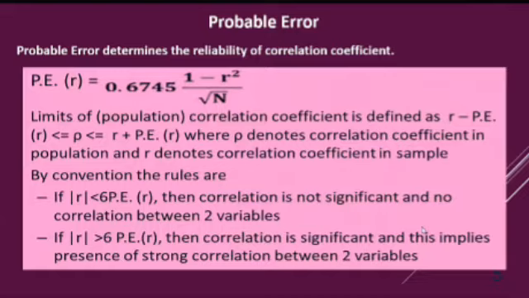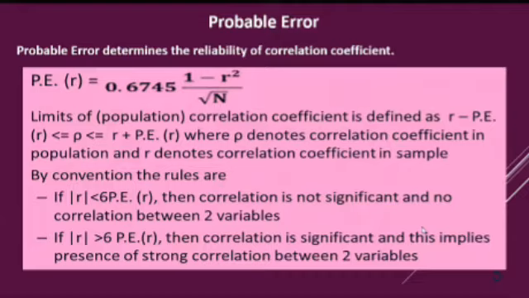Now, when can you accept that there is no significant association between the two variables under consideration? Suppose mod r, the absolute value of r, is less than 6 times probable error, then the correlation is not significant. What do you mean by not significant? There is no correlation between the two variables. It means that x and y are uncorrelated.